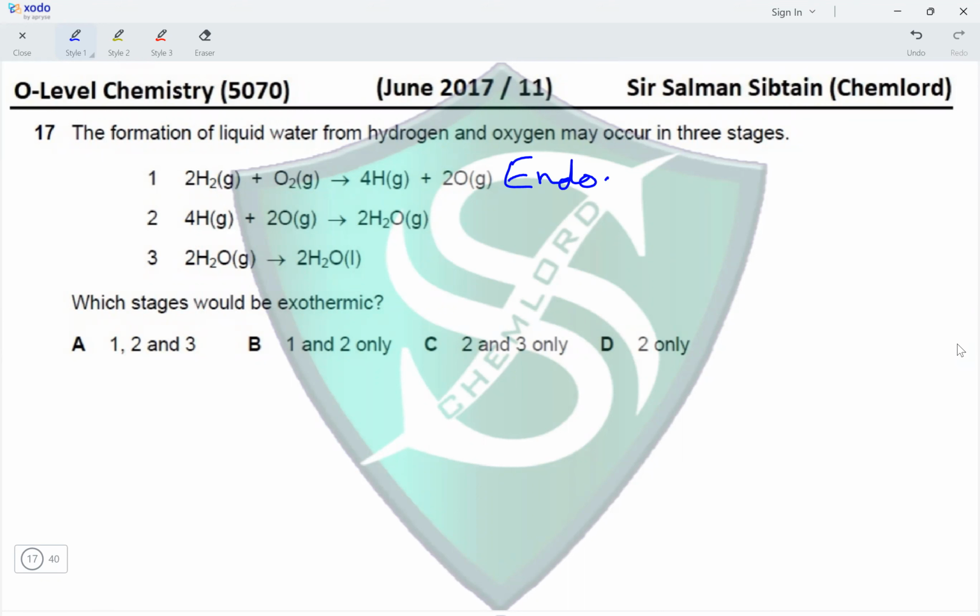In stage two, the gaseous atoms are forming the gaseous molecule of steam. So since bonds are forming, this is an exothermic reaction. In stage three, we've got steam condensing to liquid. So gas changing state to liquid releases energy. So this is also an exothermic reaction. Which stage would be exothermic? So one is endothermic, stages 2 and 3 are exothermic, making option C the correct option for this question.